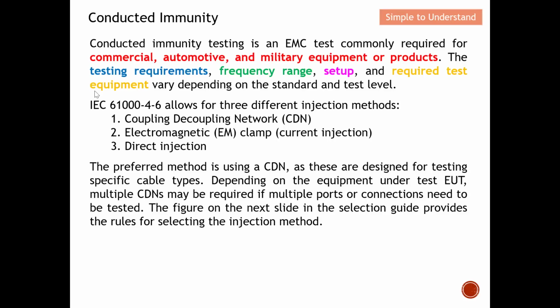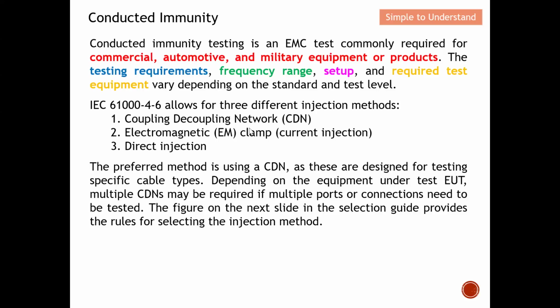According to the standard IEC 61000-4-6, three different injection methods are allowed. However, the first method, which is the CDN, is always the preferred one. So if you are able to perform your CI using this CDN, please go ahead and use the CDN method. If not, then you move on to the second method, which is the electromagnetic clamp.